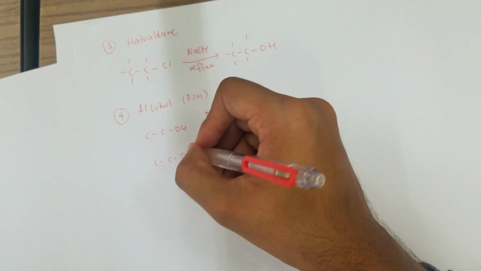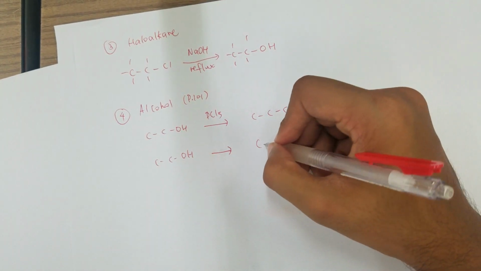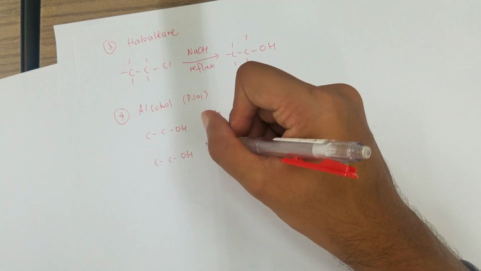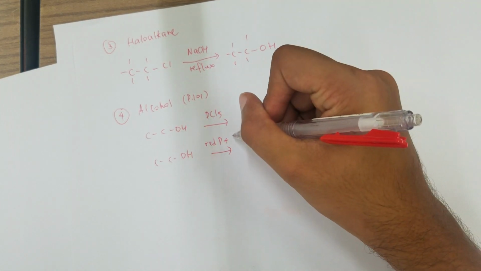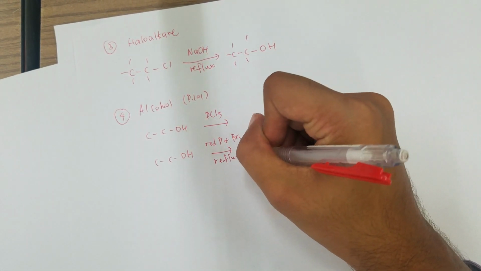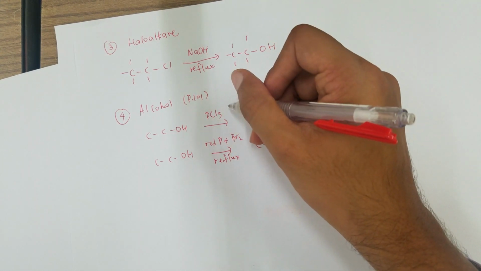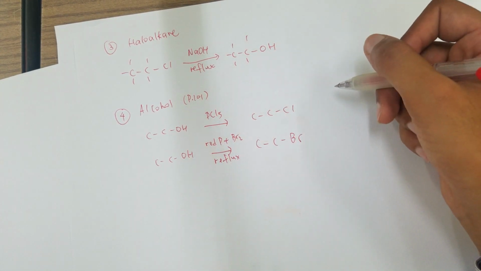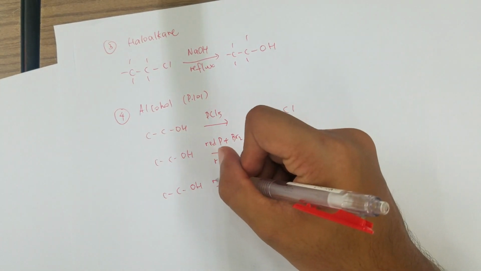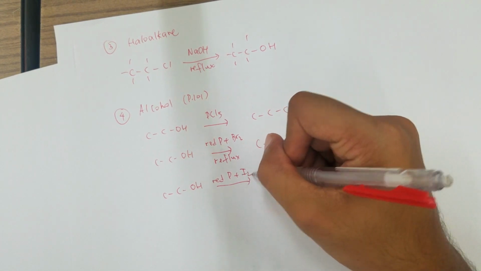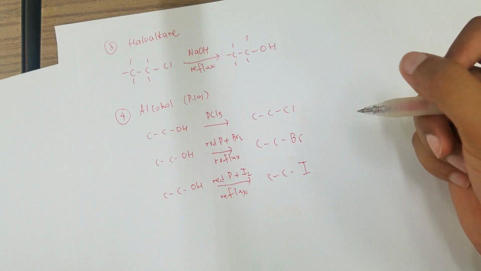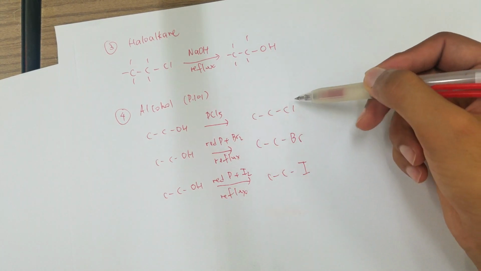Next one, if I want Br formed, I cannot use PBr5, there's no such thing. Instead, I have to use red phosphorus plus Br2 and under reflux condition. Now notice, the first one does not require reflux, all right? This one requires reflux if I want to form Br. Similarly, for iodine, red P plus I2 and reflux, I will get I attached. So different conditions will yield different products.